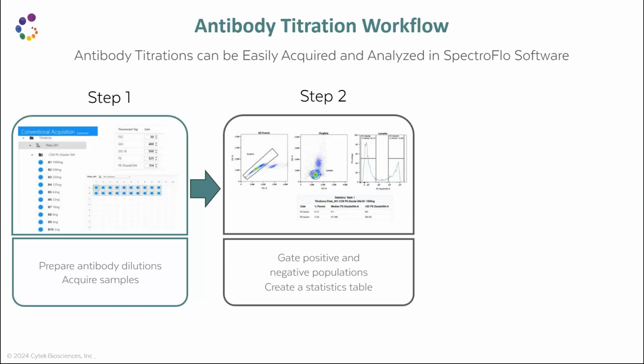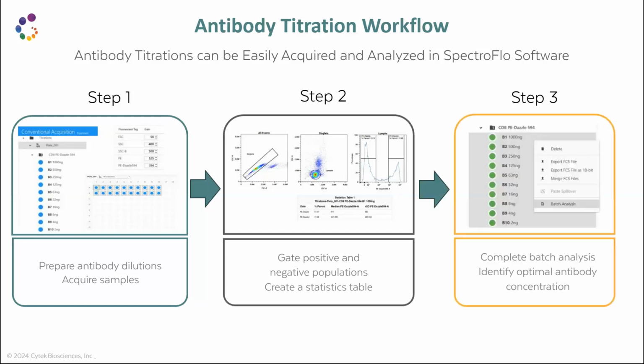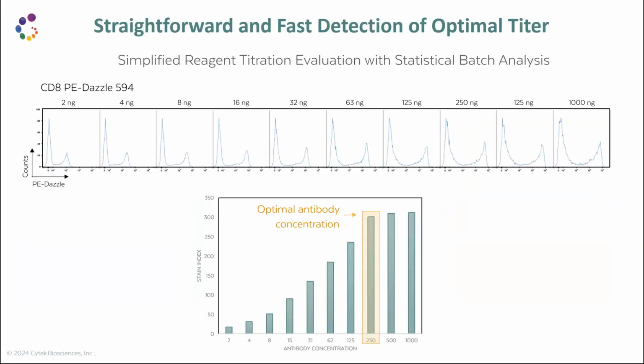You can get statistics out of that to understand the medians, the spread of the population, the RSD, and then you can use the option to do batch analysis in order to then use those numbers to identify the optimal antibody concentration. This is just one example. This is a CD8 PE-Dazzle titration.